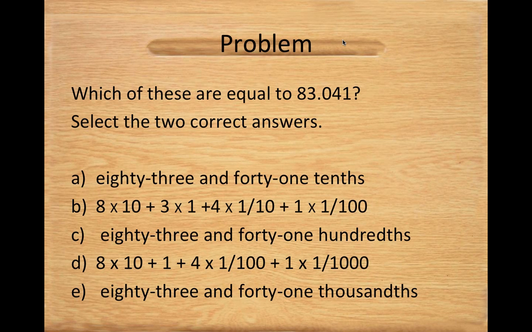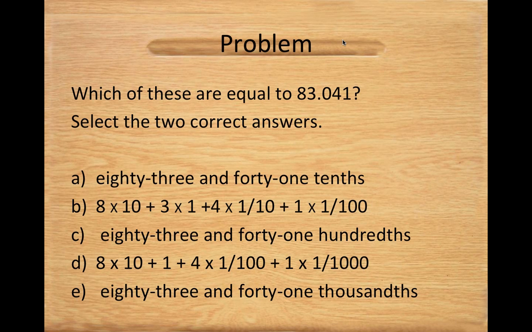So here is a problem that I took right out of the Common Core. This problem was on the practice test. It says, which of these two are equivalent to 83 and 41 thousandths? They're asking you to select two answers that are correct. And if you notice, we have words and we have symbols. So again, it's being able to read the words and write the symbols.